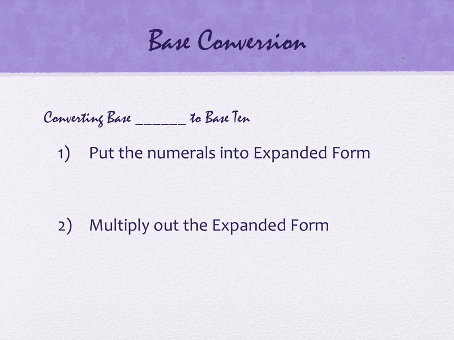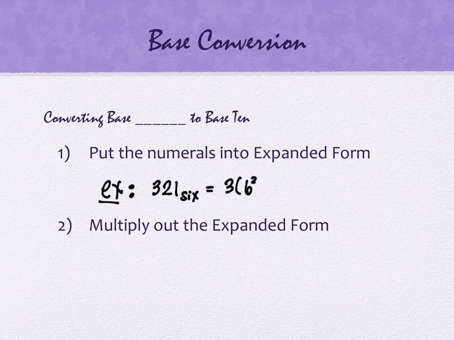And let me just show you an example of what I mean by that. Let's say we had the number 321 and it's in base 6. Well, it means that I write 3 times 6 squared. I have a 2 times 6 because I'm in base 6, right? That's what these are coming from. And then I have the number 1 times my 1.